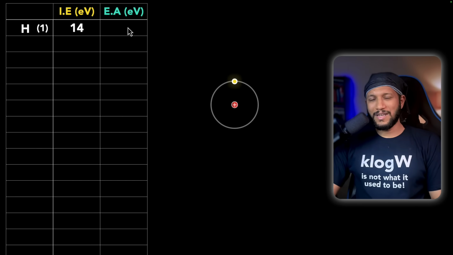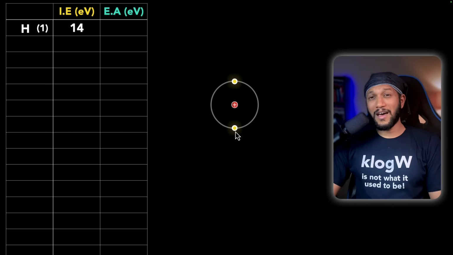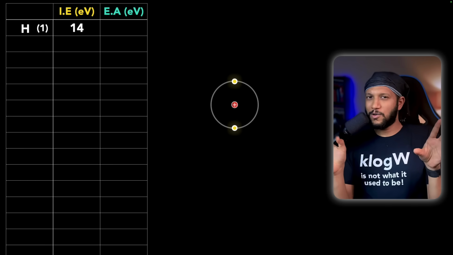What about its electron affinity? Well, let's just shoot an electron towards it and see whether it can grab it. An electron will experience an attractive force from the proton and some repulsive force from this already present electron. But you can kind of see the attractive force is larger, so the hydrogen will be able to grab onto an electron and some energy will be released.